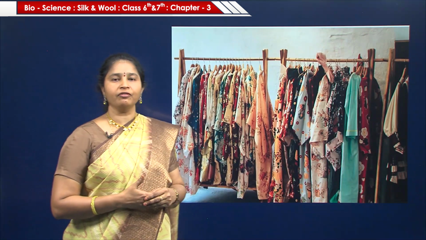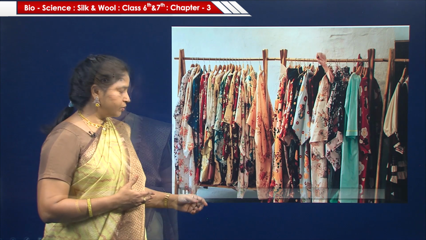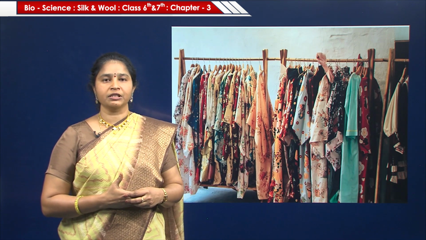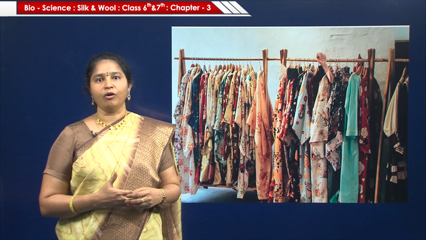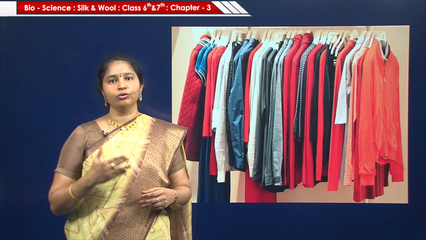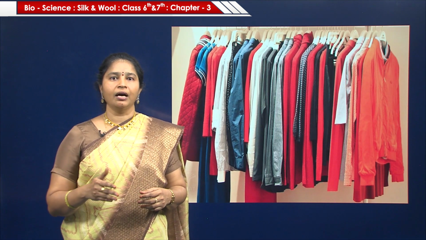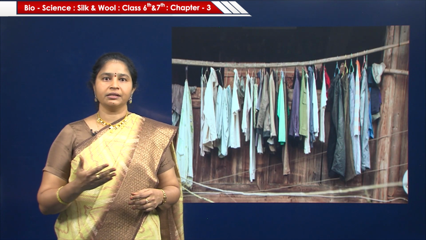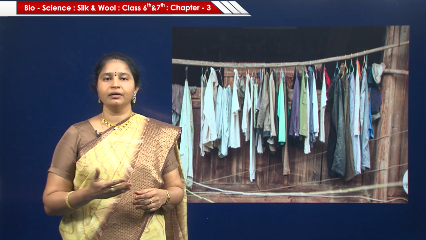So, what kind of cloths we wear? We wear various kinds of cloths. So, how are these cloths made up of? What are the fibers present in those cloths? Children, do you know how many kinds of fibers are there? We have two kinds of fibers, those are natural fibers and artificial fibers or synthetic fibers. Let us see the natural fibers and artificial fibers one by one.